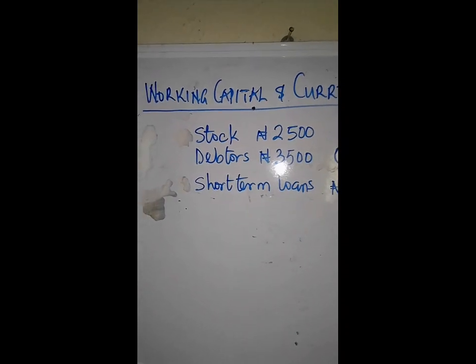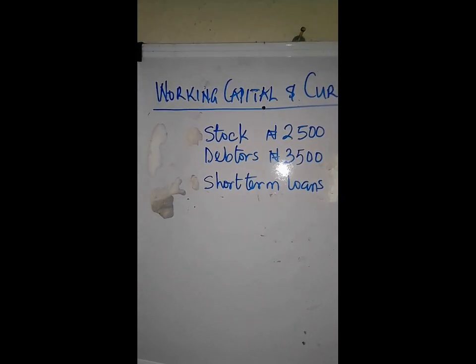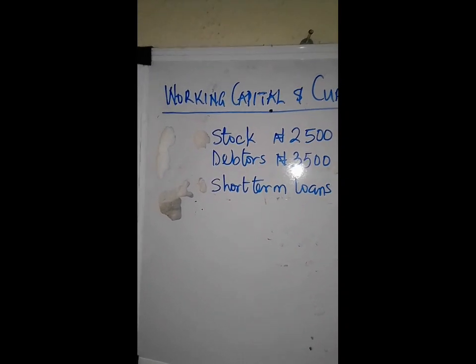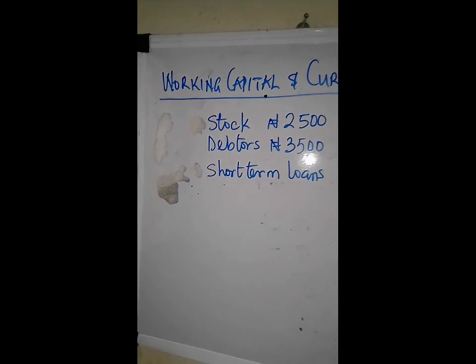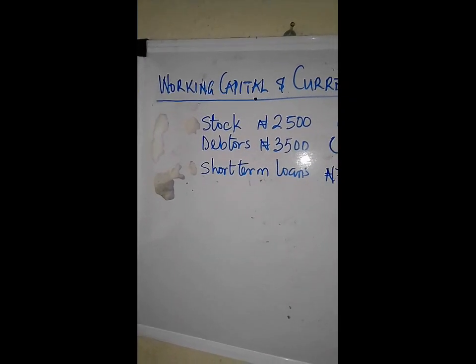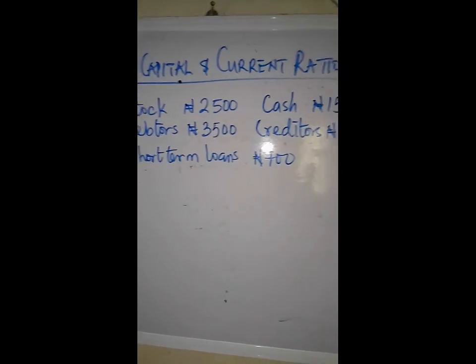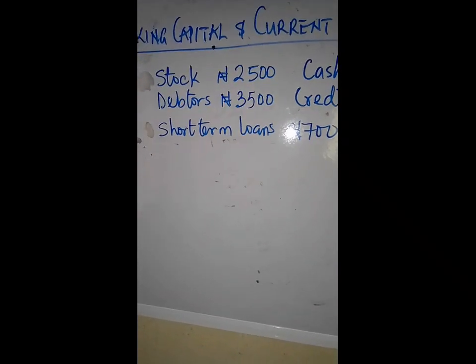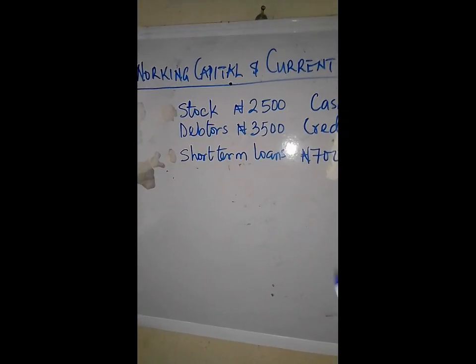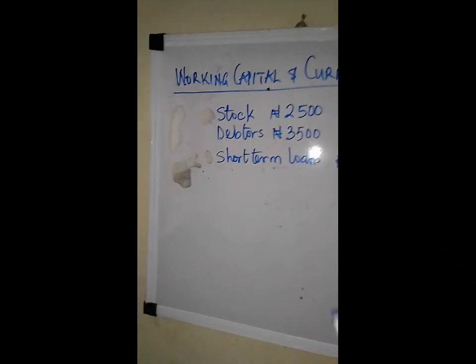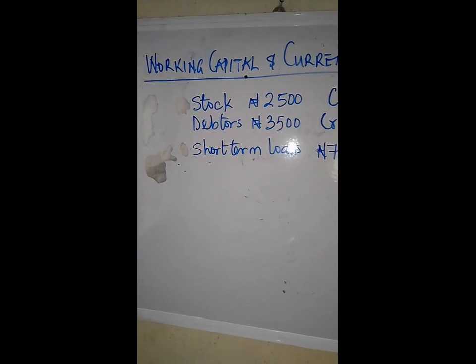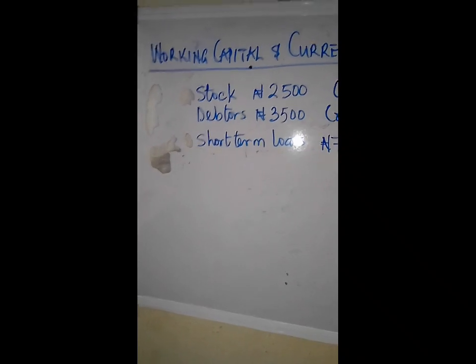In today's class, in our financial accounting class under the Chima Dedicated Video channel, I will be looking at how to calculate working capital and current ratio. Now, I want to make some explanations. Working capital and current ratio are part of what we call liquidity ratio in business.